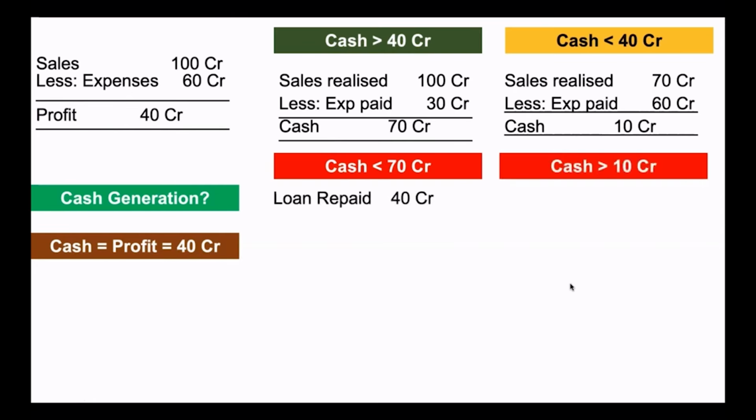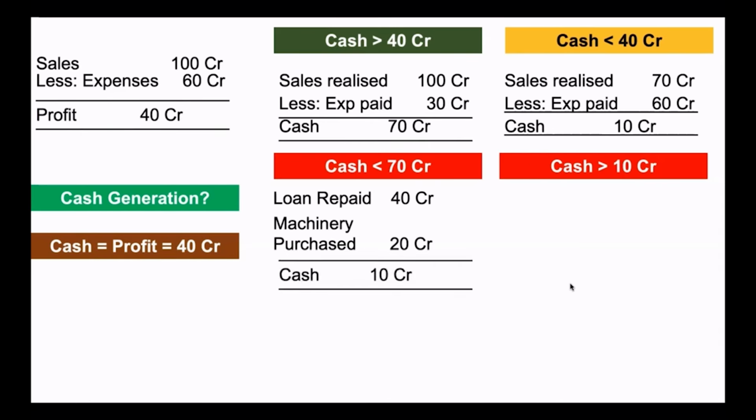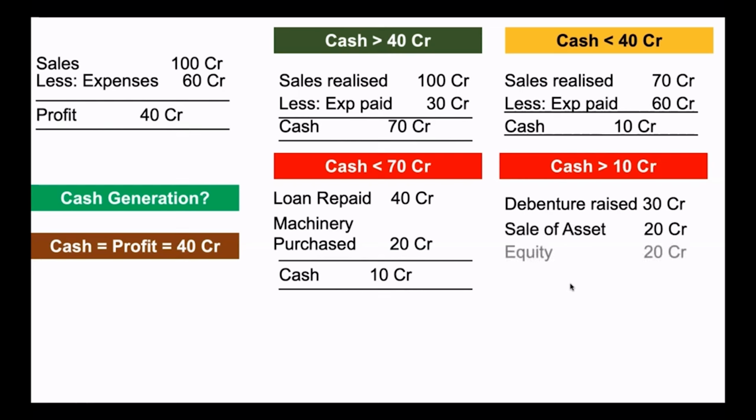How? Let's say a loan of 40 crore has been repaid. Some machinery has been purchased for 20 crore. It means 60 crore is gone out of the 70. So what is the cash position? It is now only 10 crore. And in the second scenario, let's say a debenture has been raised, money has come in for 30 crore. Some asset has been sold, 20 crore had come in. Equity, money had come in from owners, 20 crore. So we have 70 crore coming in. So now the total position is 80 crore.